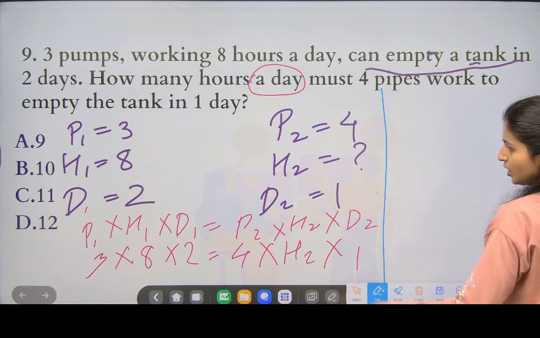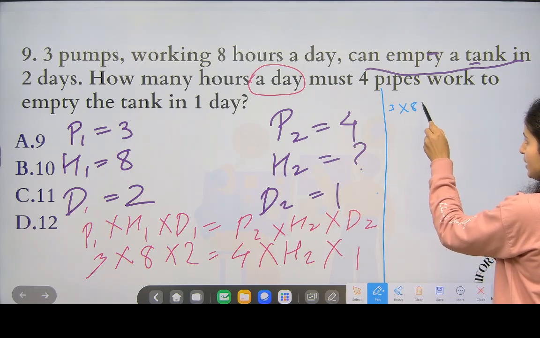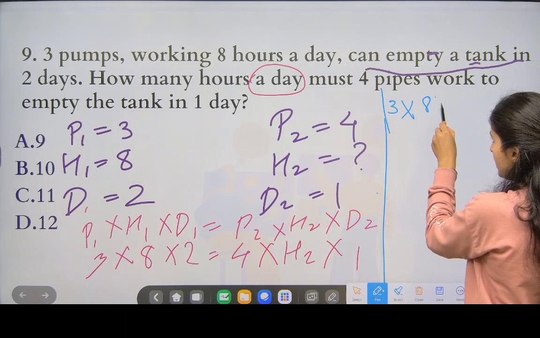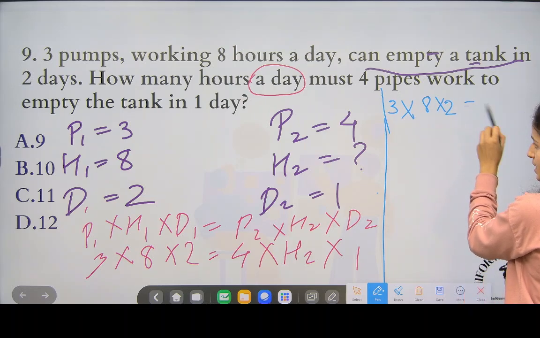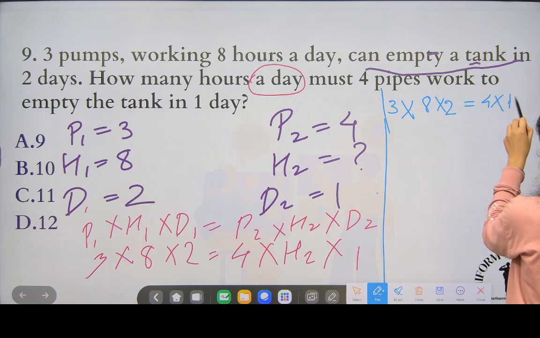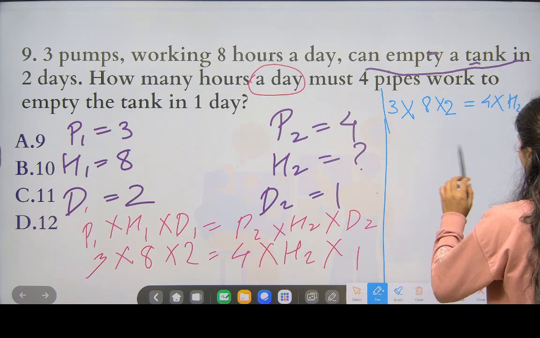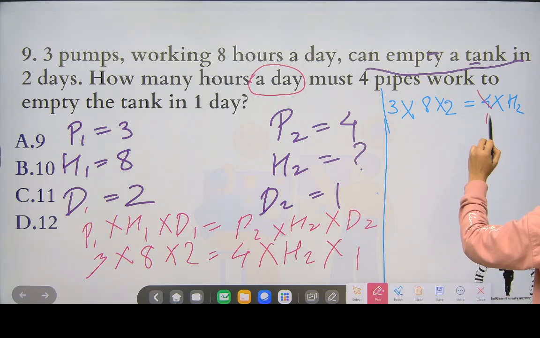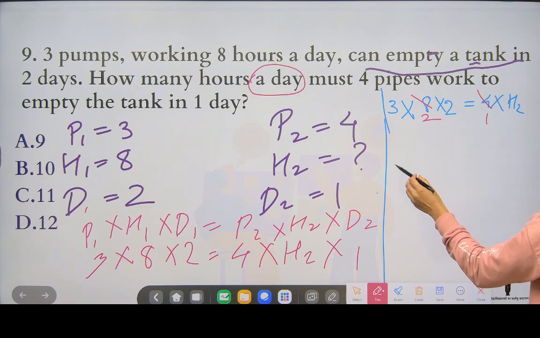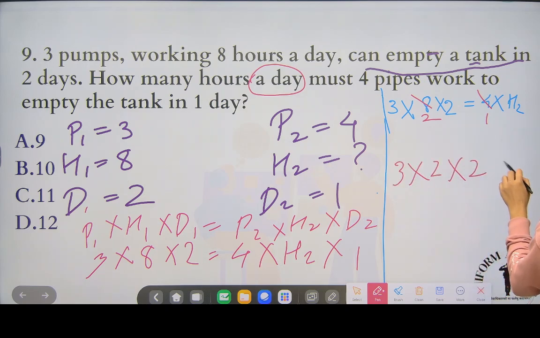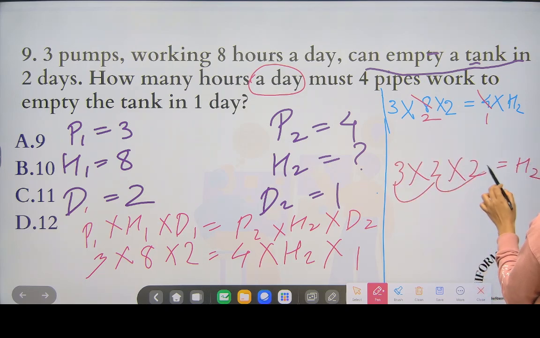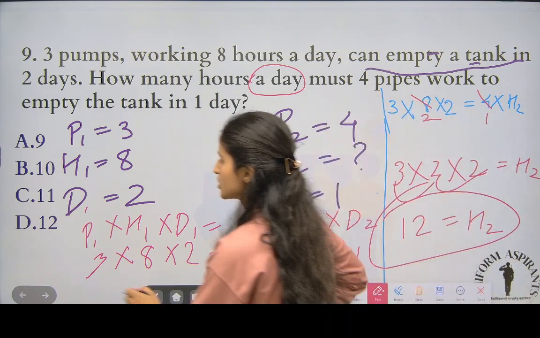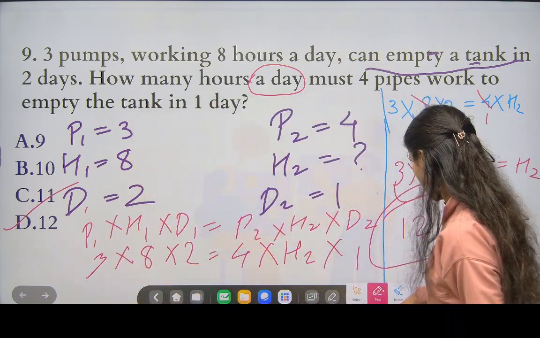Now listen here. We'll solve it here. 3 into 8 into 2 is equal to 4 into H2 into 1. 4 ones are 4 only. That's why no need of writing. Now see here, 4 2s are 8. So 3 into 2 into 2 is equal to H2. 3 2s are 6, 6 2s are 12. How many hours is it taking? 12 hours. Option number D. Okay.